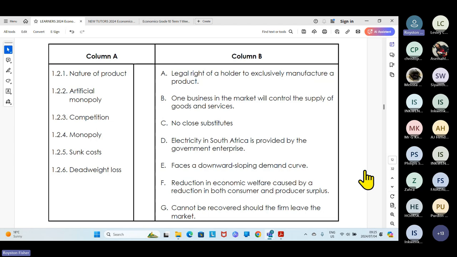Right, the answers are coming in nice. Thank you so much. So let us compare then. 1.2.1, nature of the product.